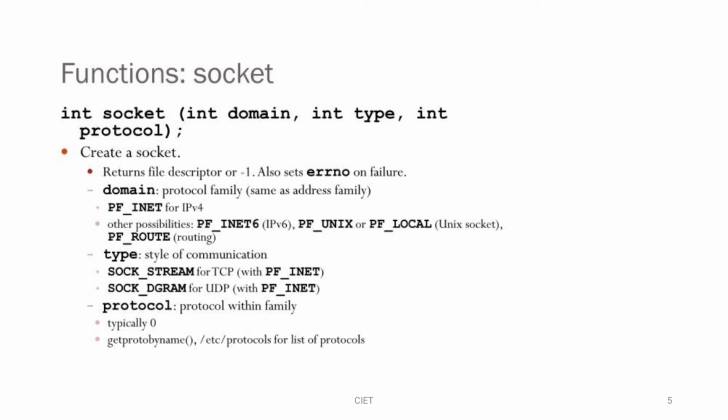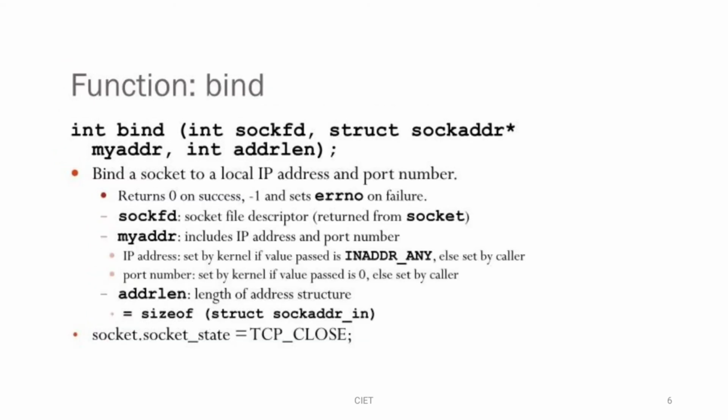And the protocol within the family typically takes 0. A list of protocols is there, and based upon that it will choose. Typically, by default, it will take the 0 value. From the next slide, the bind function.